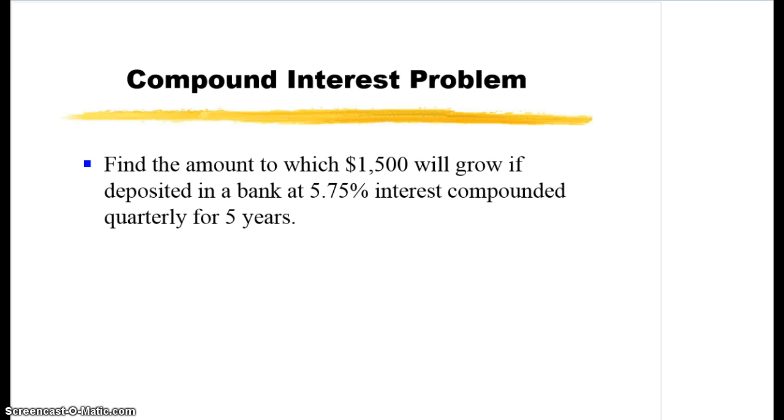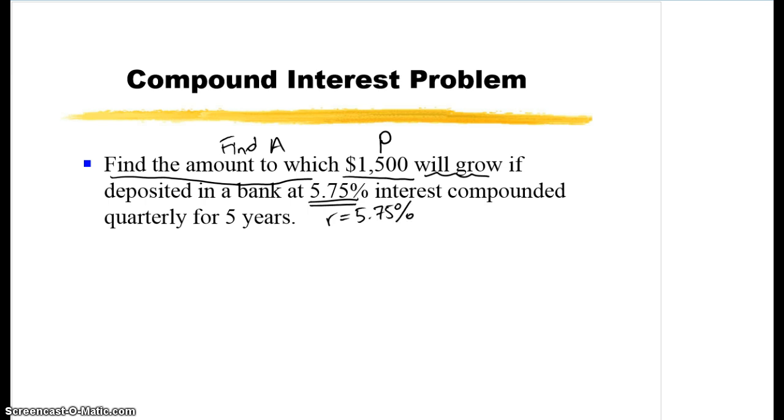So find the amount to which $1,500 will grow if deposited in a bank at 5.75% interest, compounded quarterly for 5 years. So do this with me. Let's read this sentence and break the information down. Find the amount to which $1,500 will grow. So this is your P, the initial investment. Find the amount to which it will grow means find A. If deposited in a bank, 5.75% is your interest rate. So this is your R.